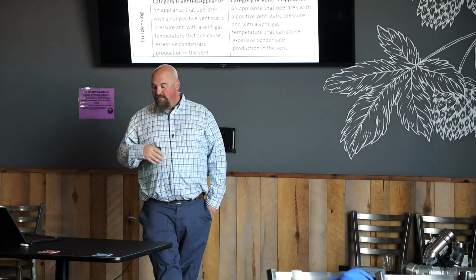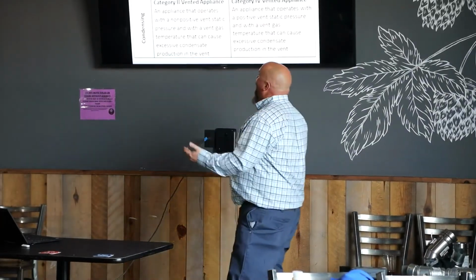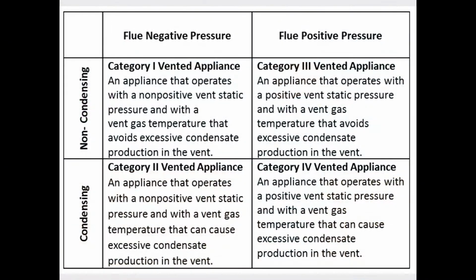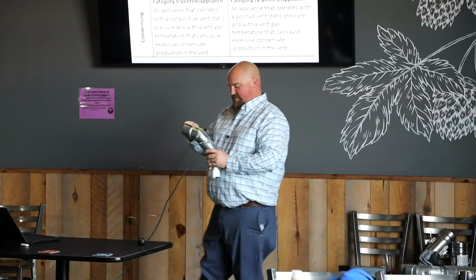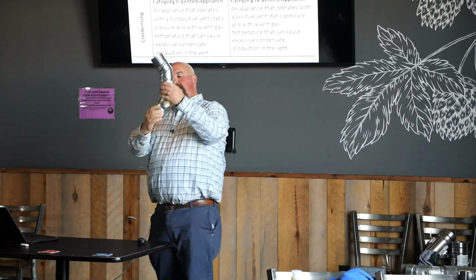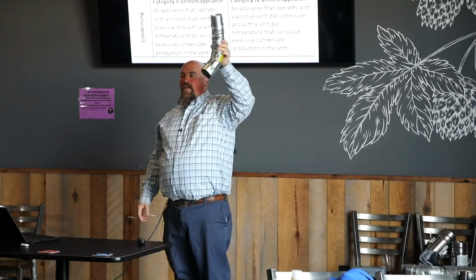Now, to put it in a little bit different chart or different verbiage, again, just to hammer it down, category 1, vented appliance is an appliance with non-positive static pressure with vent gases temperature that avoid excessive condensate. So in other words, I can have something like this that I can just put together, and I'm going to have all my heat inside of this pipe just naturally rising up and out, okay?